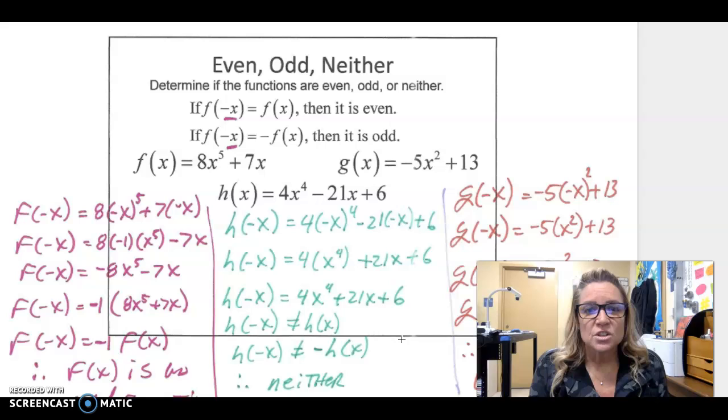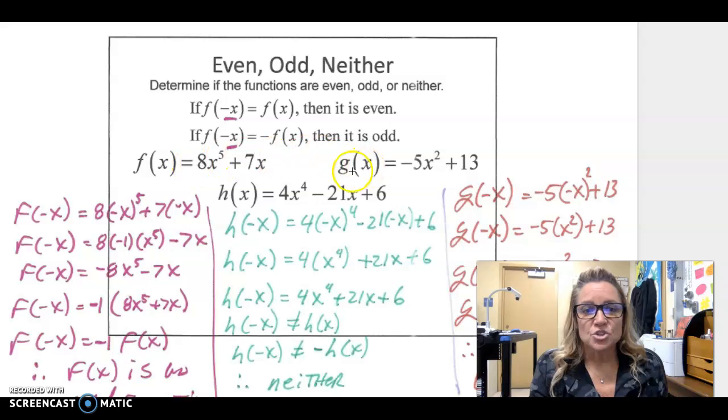All right. Determine if the functions are even, odd, or neither. So in order for a function to be even, if you substitute in negative x, you're going to get out whatever function you started with. If you plug in negative x and you get out the opposite of that function, you're going to say that it's odd. So I have 3 examples here.